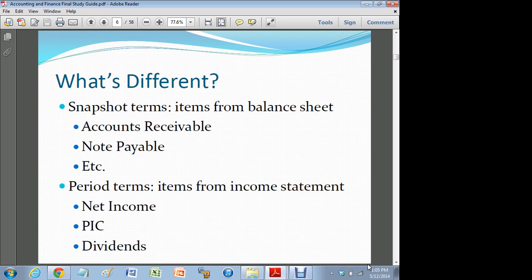And hopefully it was evident from the first exam that everything you see on a balance sheet is taken at a point in time. You have the accounts receivable as of today, May 12th, versus net income, which usually explains net income for a duration, like the net income from January to April of this year, and so forth.